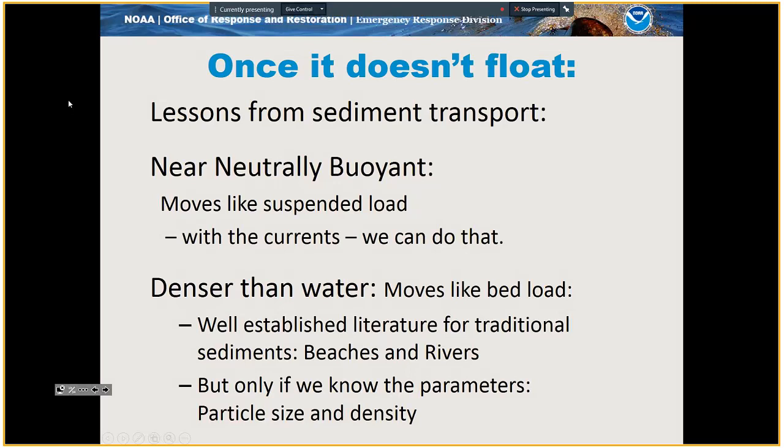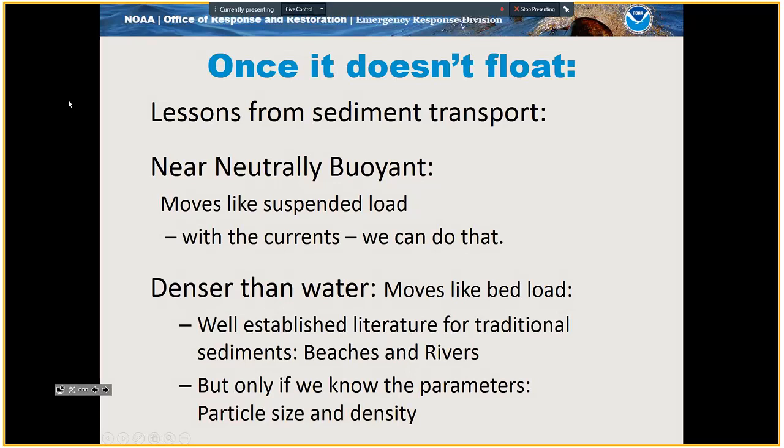So we can actually do that. That's pretty good modeling. If we know that the oil is fairly neutrally buoyant and staying suspended in the water column, we can figure out where it's going to go. On the other hand, if it's really denser than the water, not close to neutrally buoyant, then it's going to be sinking down to the bottom and it's going to move more like what's called bed load in the sediment transport world. And that's the sand and gravel at the bottom of a river or on a beach that is getting kind of resuspended and pushed along as it goes.